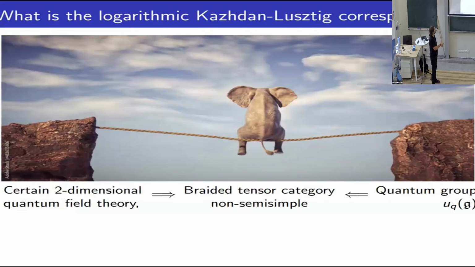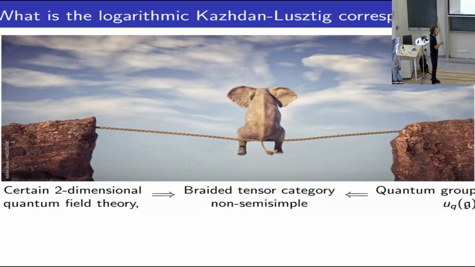So for me, there is sort of this big elephant in the room in the middle. There is a quantum group, which is in this case for an arbitrary algebra G, and this is where I come from. There's a very complicated representation theory, and it produces this braided tensor category, which is non-semi-simple. And there is this conjecture, called the logarithmic Kazhdan-Lusztig conjecture, because it's a non-semi-simple version of the affine algebra case, the W-module case.